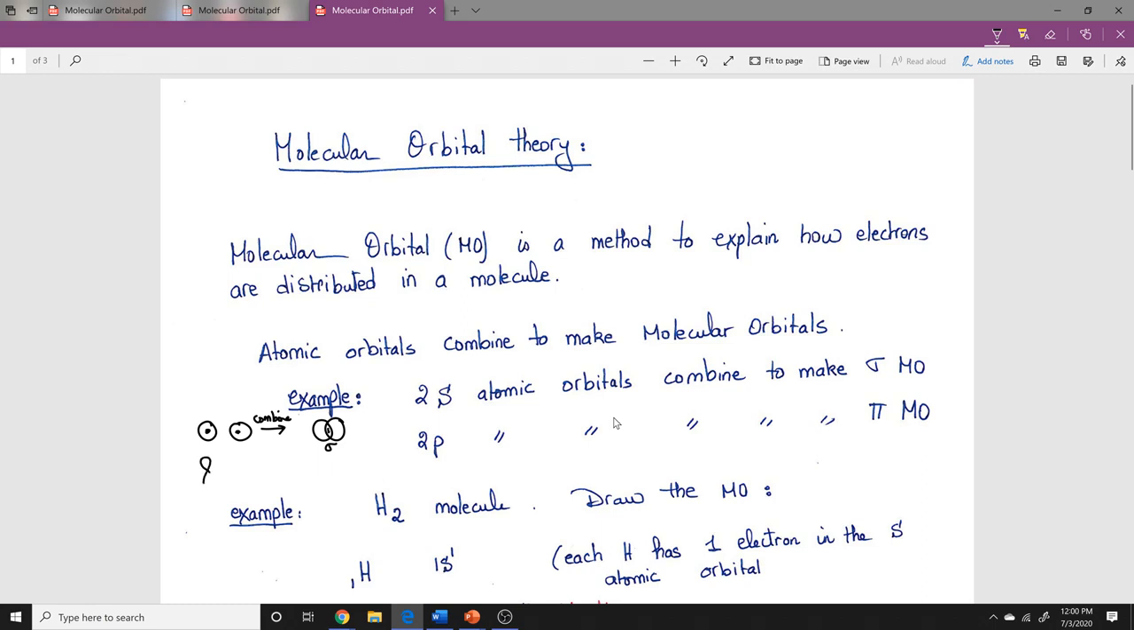Now, on the other hand, if you have two p orbitals in there, each p orbital has one electron, and if the p orbitals combine with each other, then you are going to have an overlap of these two p orbitals, and the p orbitals will make a pi bond molecular orbital. This is going to be a sigma bond molecular orbital. So the molecular orbitals do explain how the pi and the sigma bonds are formed. So they do explain how electrons are distributed in a molecule and not in an atom. And molecular orbitals are the combination of atomic orbitals.